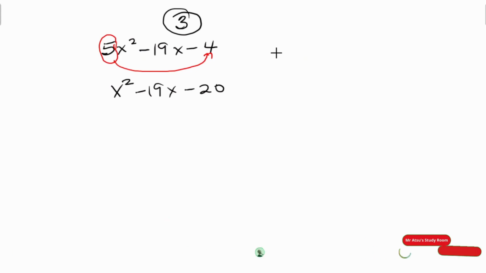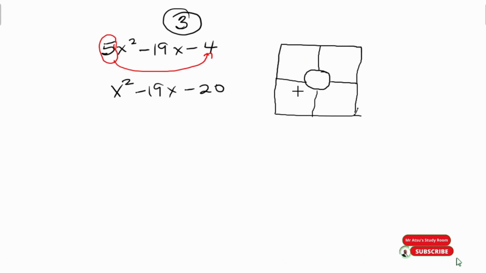So let me get my box. Then I write my trinomial inside the box. I'll first have my x squared here, then negative 19x here in the middle, then negative 20 down here. Alright, so we're still going to look for two factors of negative 20. Then when we add, we get negative 19. So let me put that here.